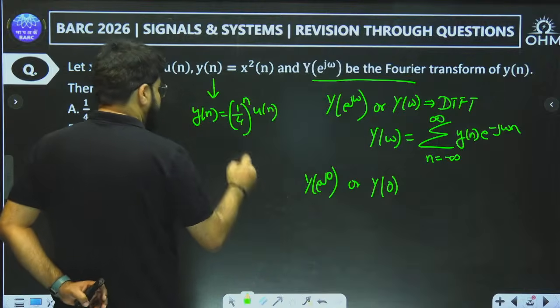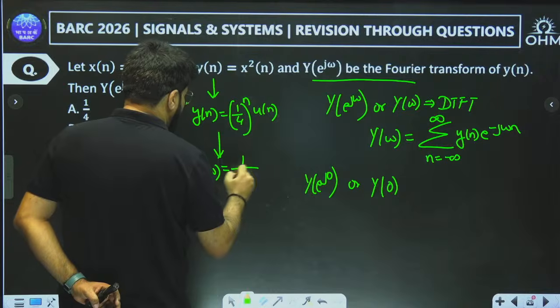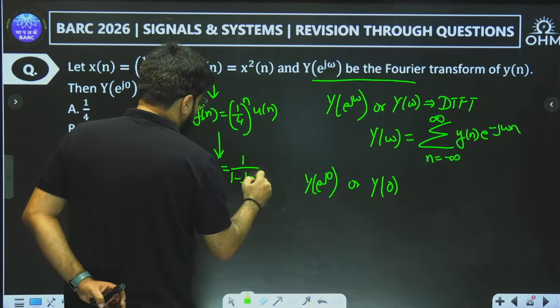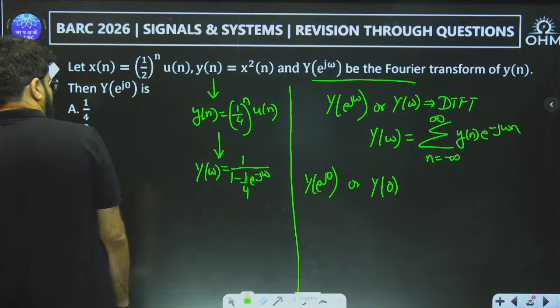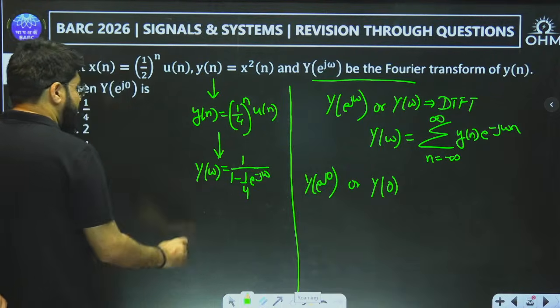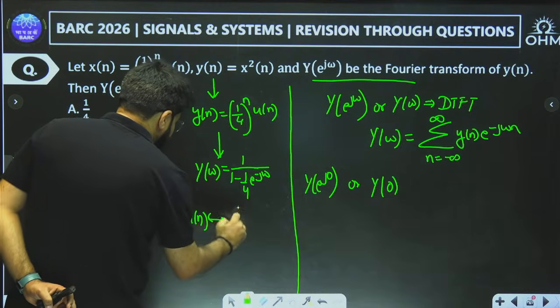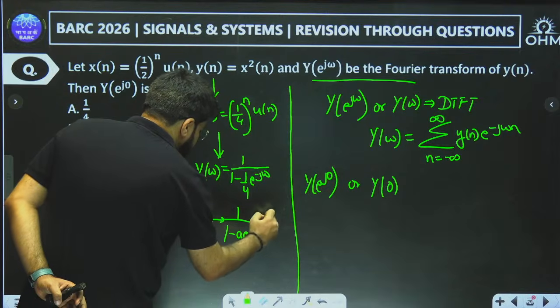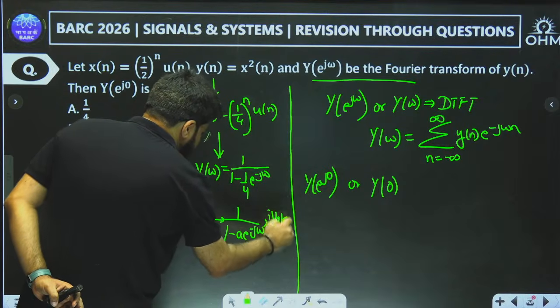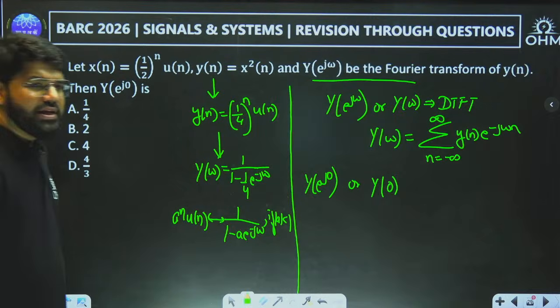Otherwise, it will be a series. Okay, for the signal y[n], what is going to be the Fourier transform? Y(omega) = 1 upon 1 minus 1 by 4 e power minus j omega. 1 upon 1 minus a e power minus j omega is the DTFT of a power n u[n], if mod a is less than 1. Then only the signal is absolutely summable.